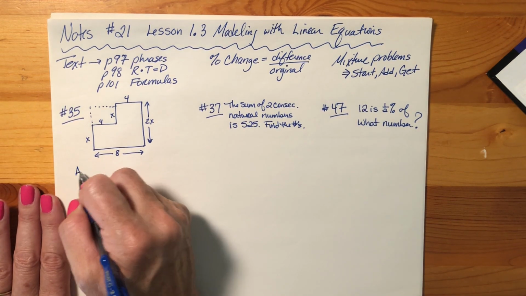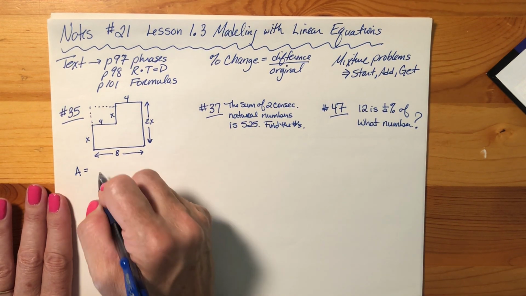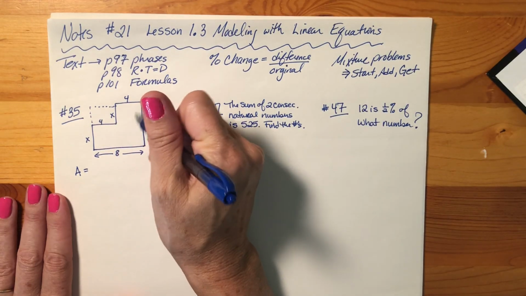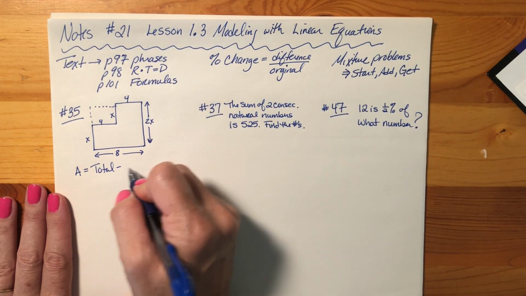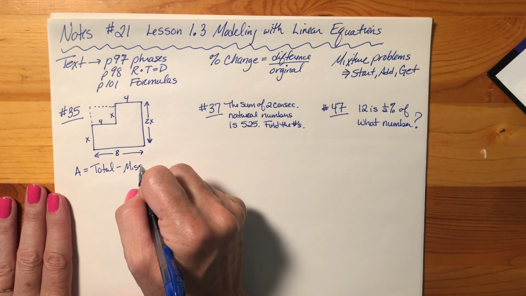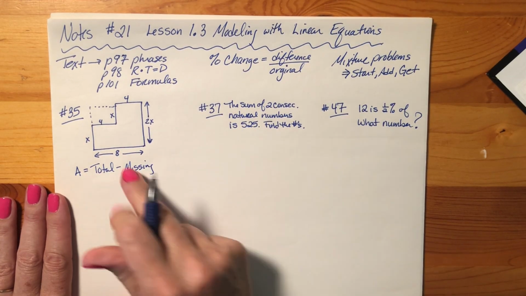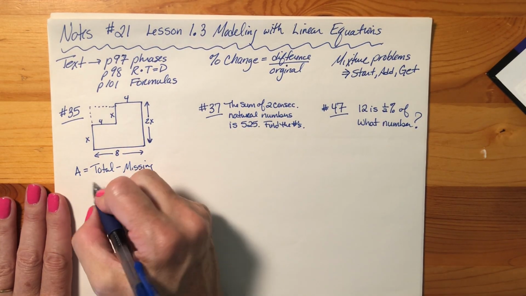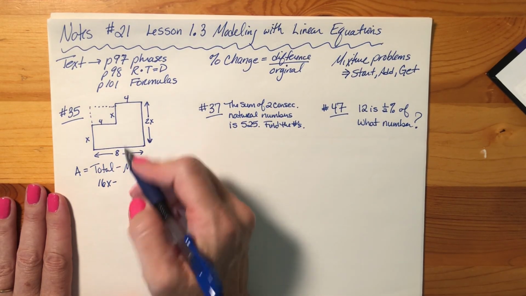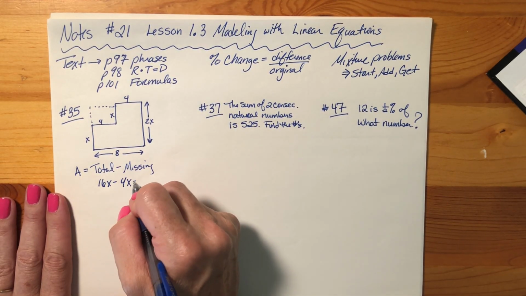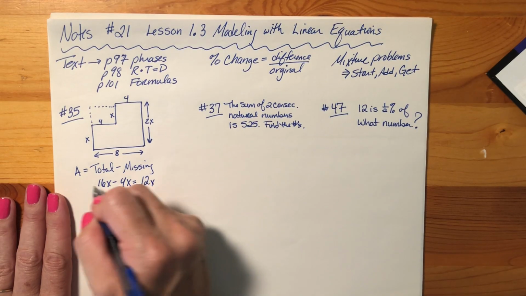So I would say the area of this L shape is my total area minus the part that's missing. Okay, this is just the way I see it. So I would do 8 times 2x, which would be 16x. And then the missing section here would just be 4x. So I know my area is going to be 12x, okay?